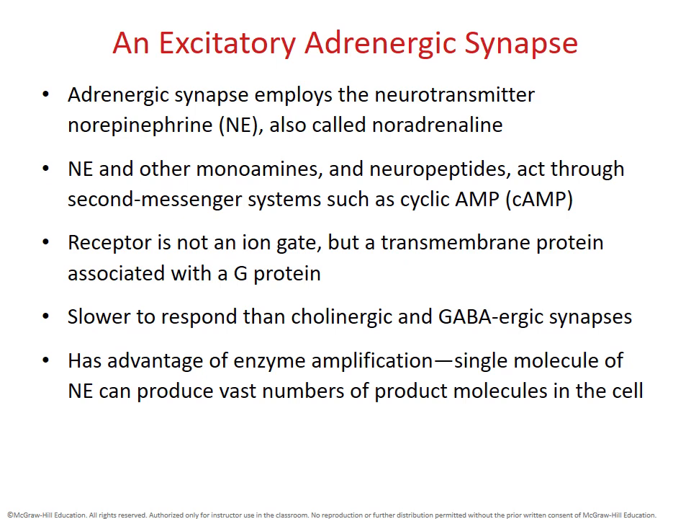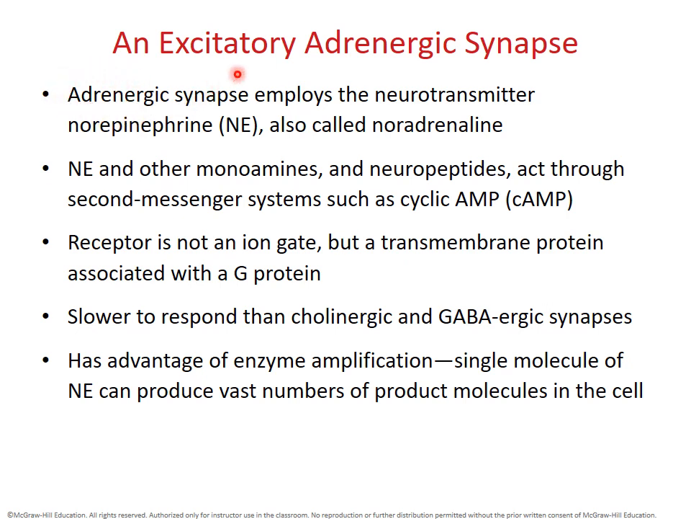An even more complex kind of synapse is the adrenergic synapse. The adrenergic synapse is the synapse that is going to involve norepinephrine or noradrenaline as the neurotransmitter. Remember, an older name for epinephrine is adrenaline, and an older name for norepinephrine is noradrenaline. And that's where the name adrenergic comes from, the original adrenaline name.